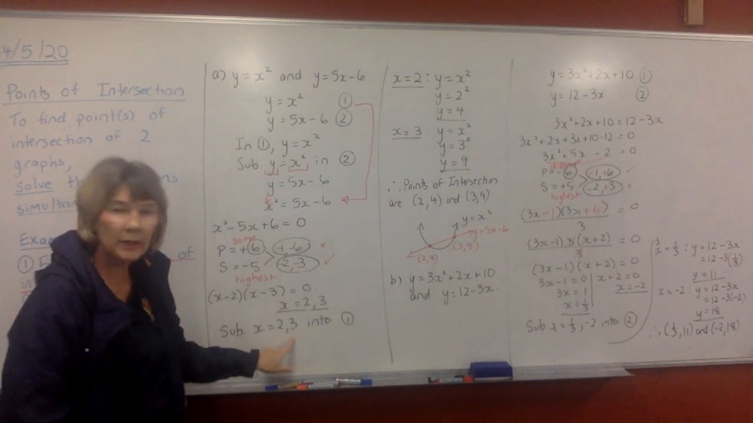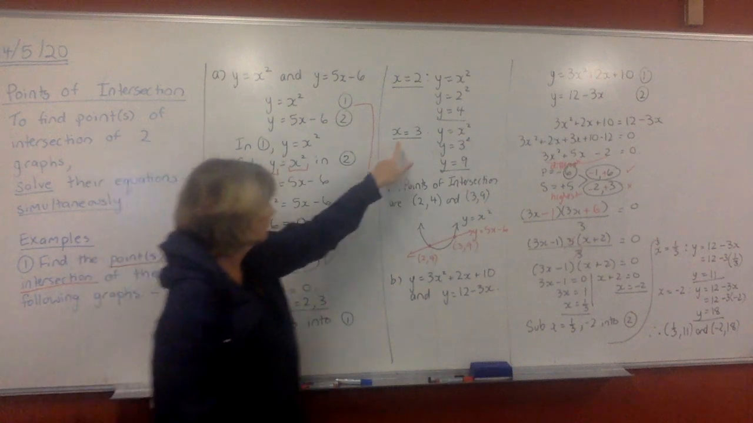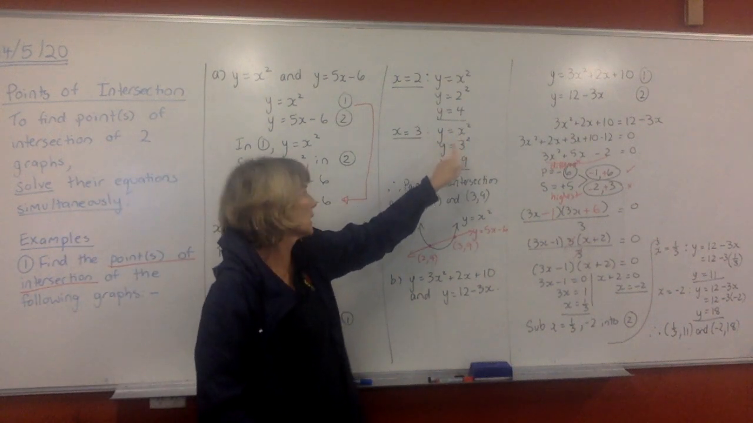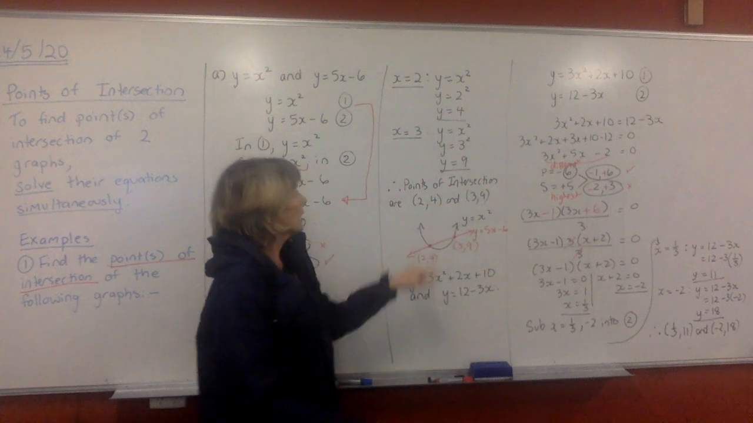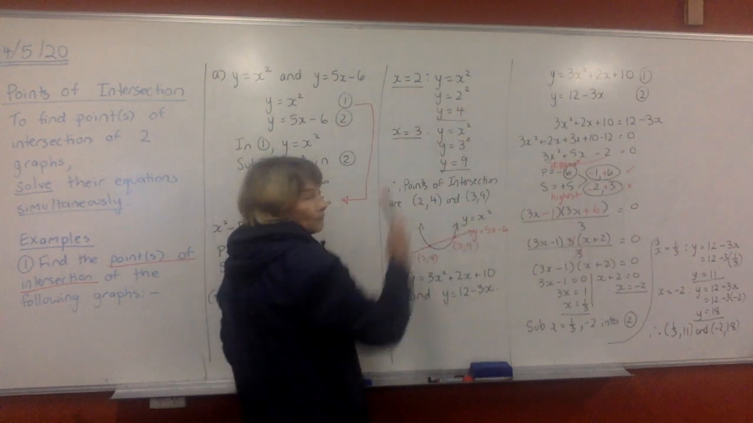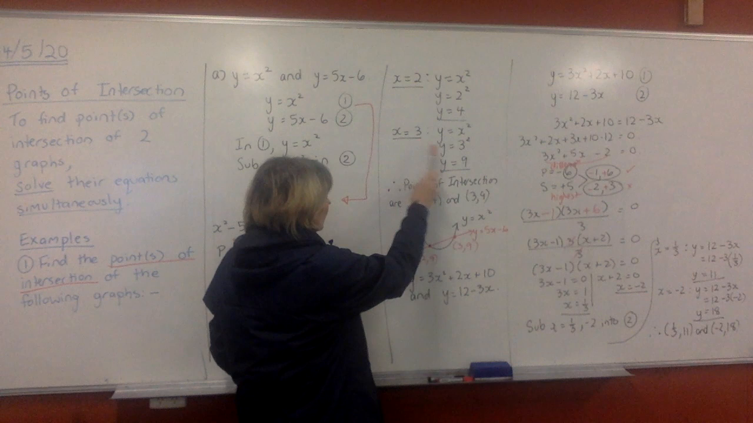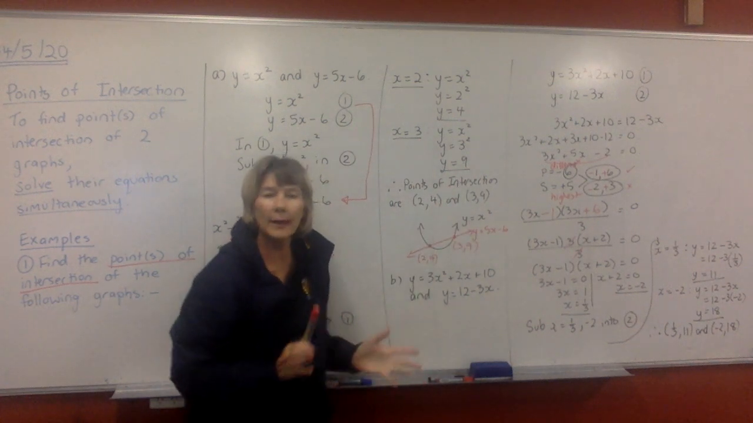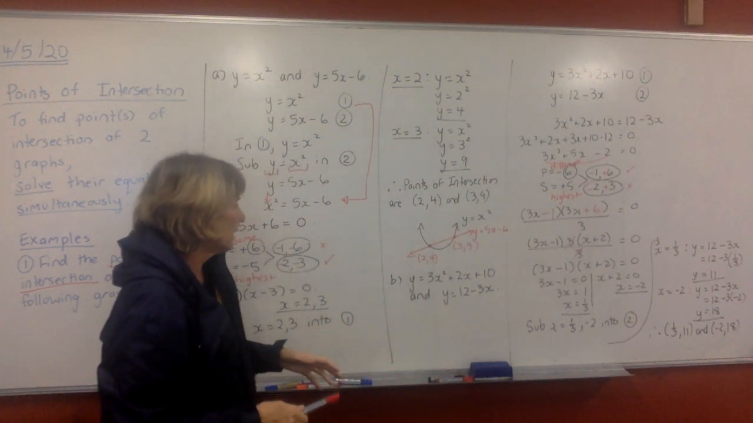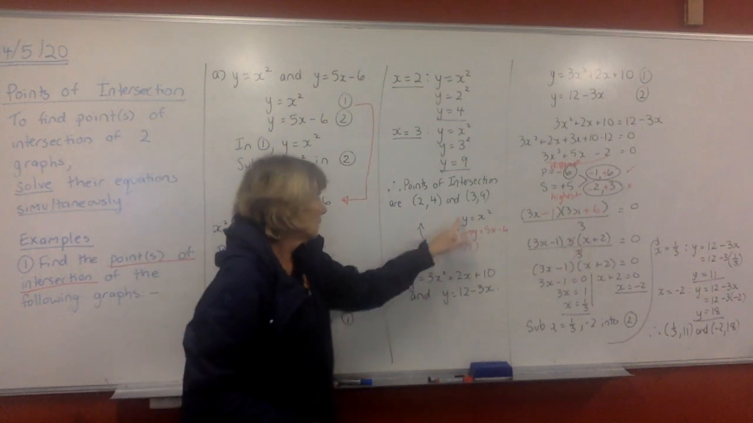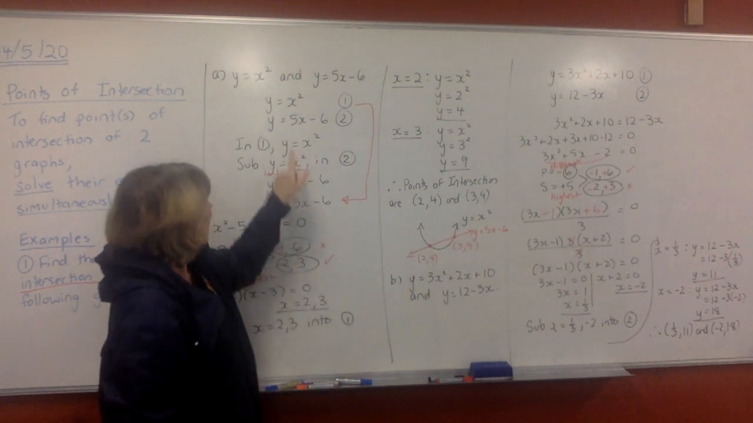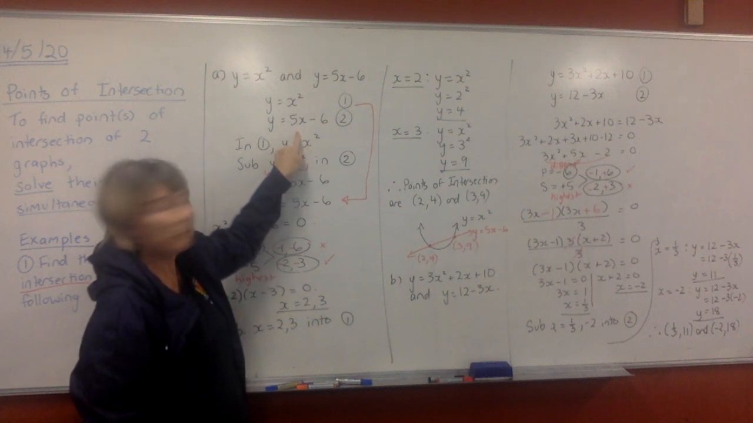If I take my other x value of x equals 3 and now put that into y equals x squared, I end up with y equals 9. So our points of intersection are 2, 4 and 3, 9. So if you had to draw a graph to show what was going on here, you started with a concave up parabola, y equals x squared, and you have a straight line with a positive gradient.